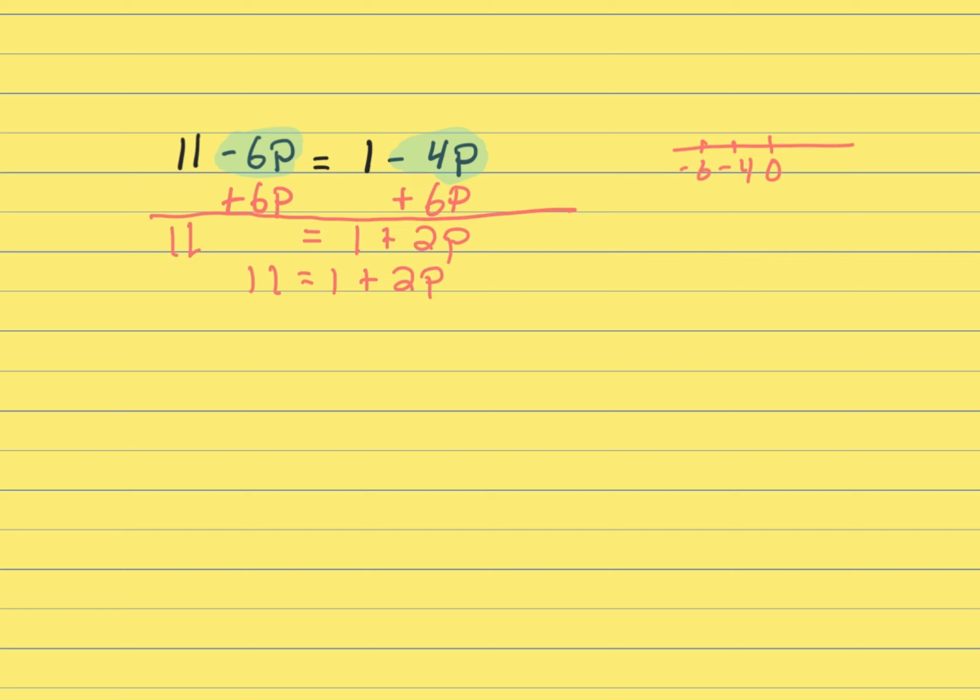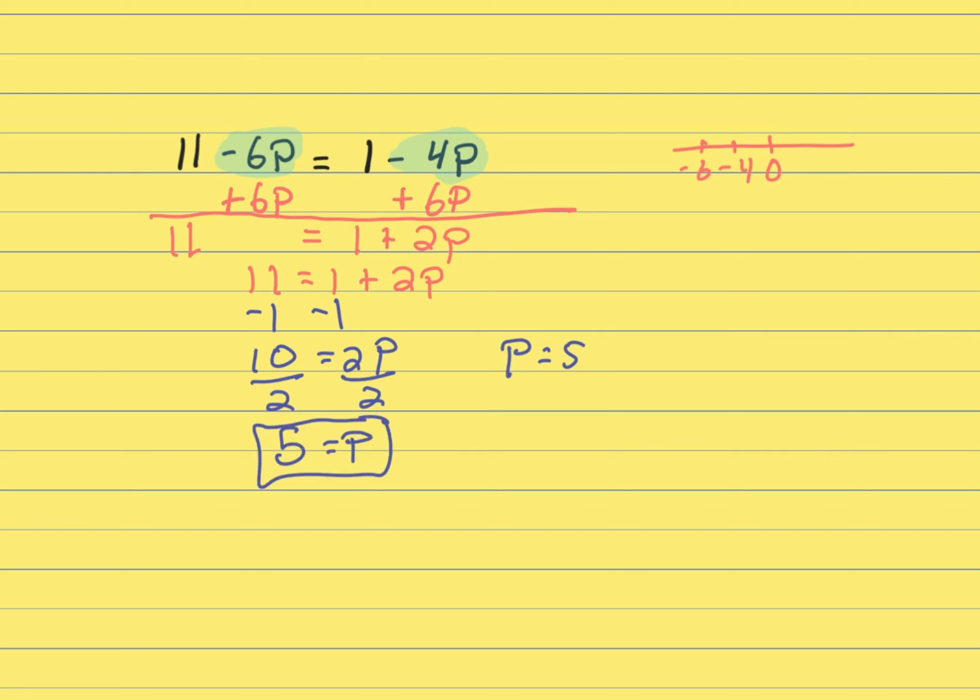Okay, now we've got to isolate our variable. So I'm going to go ahead and subtract 1 from both sides. 11 minus 1 is 10. 10 is equal to 2p. 2 times what is 10? Easy enough to say p is equal to 5. 2 times 5 is 10. That's my solution. Remember, how do you get rid of multiplying? You divide. 10 divided by 2 is 5 as well. And there's your solution.